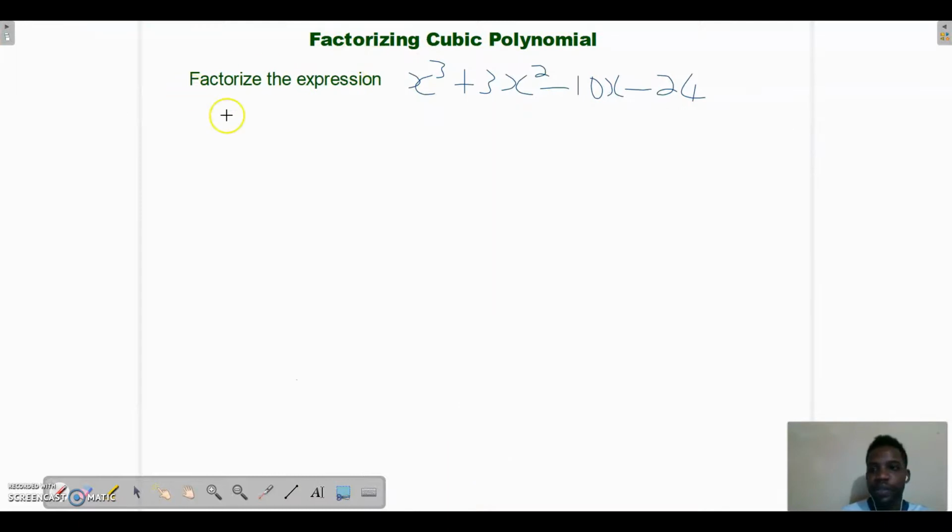Alright, here's example number 2. We're given an expression and we're asked to factorize it. In this particular case, we're not given a linear factor. So it says factorize the expression x cubed plus 3x squared minus 10x minus 24. So we are going to have to determine what a linear factor is. But how do we do that? We're going to have to use a process known as trial and error.